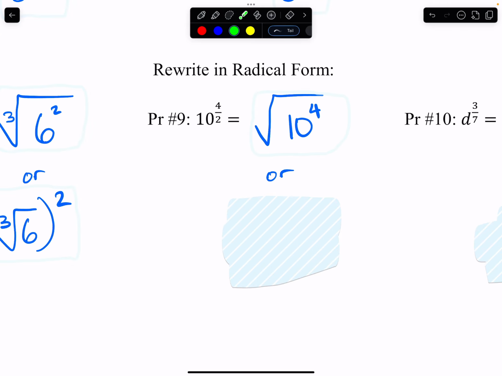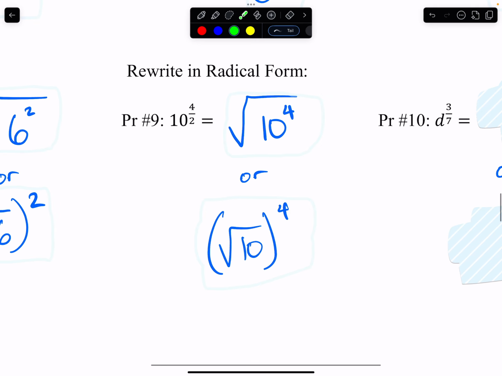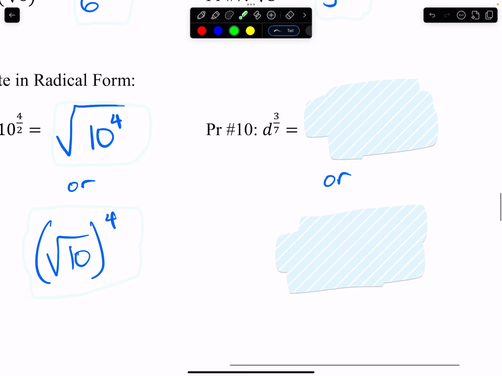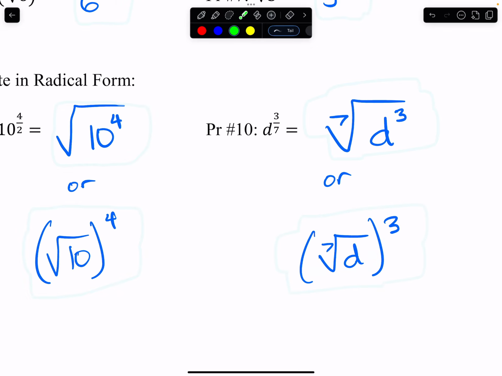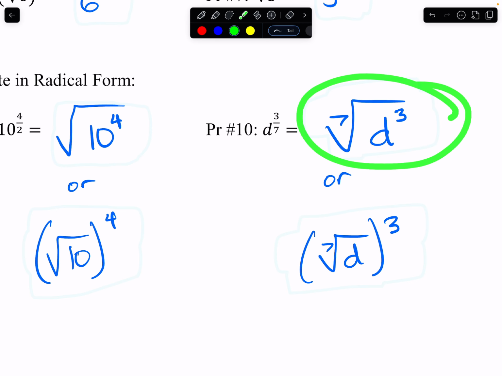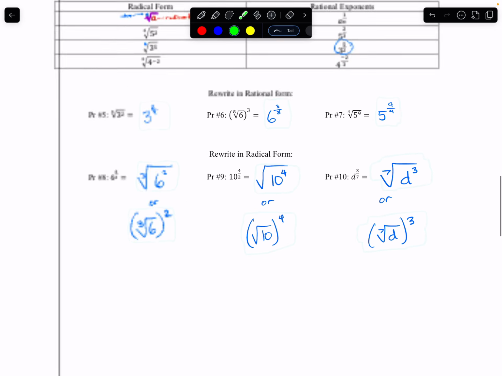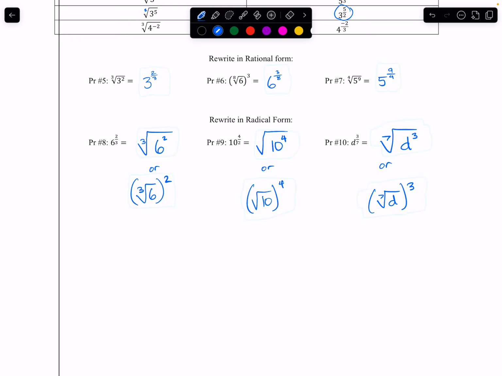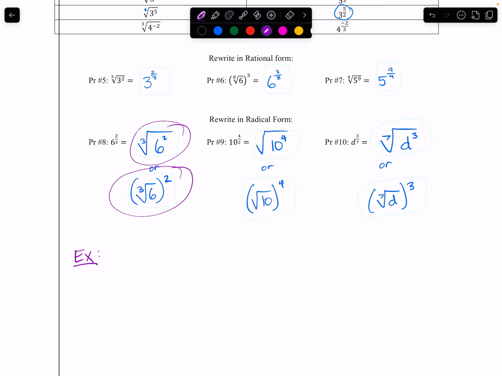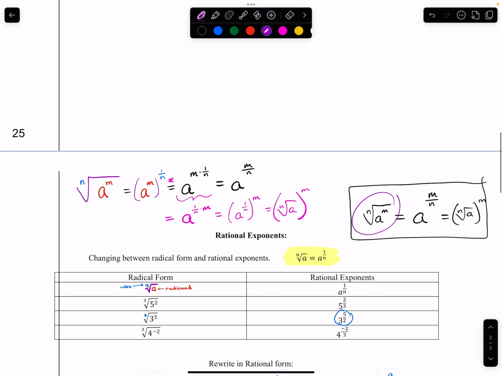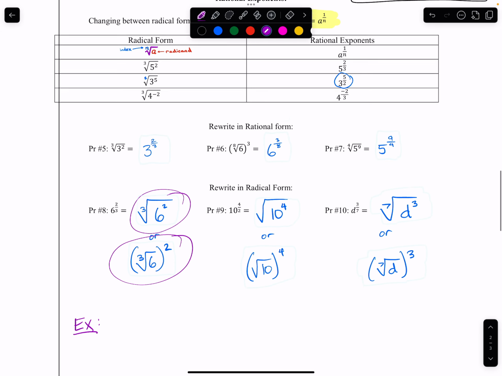Practice problem 9, I gave you 2 versions again. You don't have to write both, you can just write one if you'd like. And then same thing with practice problem 10, d to the 3/7 power could be written either of these 2 ways. And we're almost done. I just have one quick example. And I'm hoping this example shows you why I'm giving you 2 different ways. Why did I write these 2 different versions?